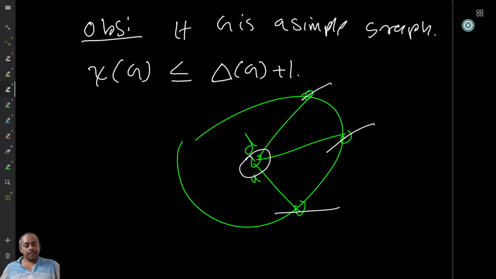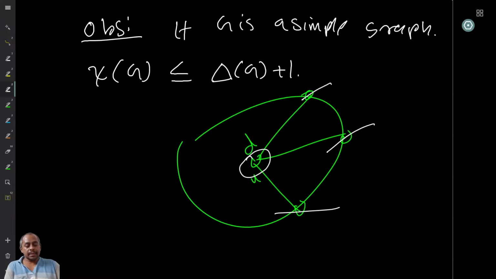So if I have more than D colors available in the set C, then I can use one of the colors other than these D colors. This could be less than D, but at most D. So one of the colors other than these D will be available, and that color I can use here. So if I have at least D plus 1 colors in the set, I can always color a vertex with degree D.